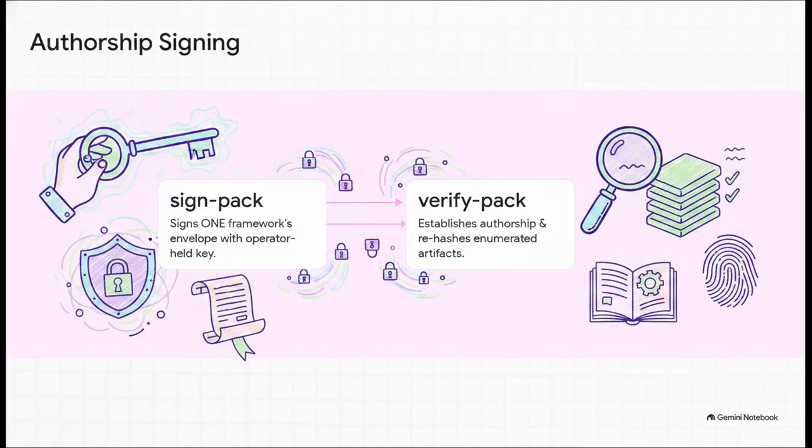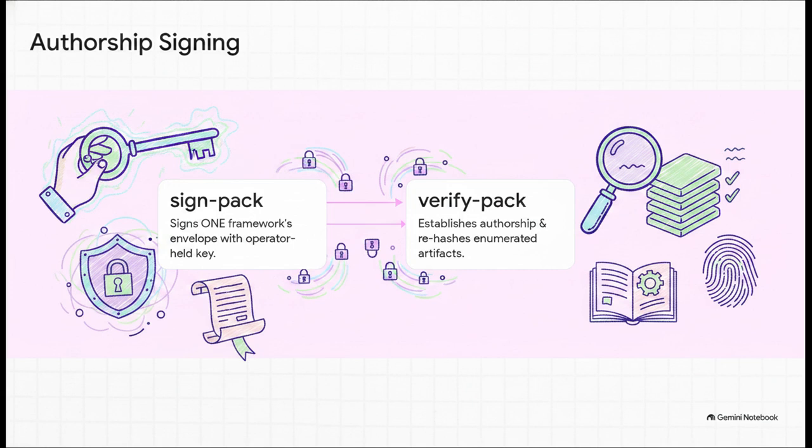Let's break down how this works in daily practice, because the mechanics here are what actually matter. This release gives us two powerful commands. Step 1 is the compliance sign pack command, but listen closely because scope is everything here. It does not just blindly sign a directory. Let me say this clearly. A verified signature covers one framework's envelope and the artifacts it enumerates, and it is signed with an operator-held Ed25519 key at an approval station.